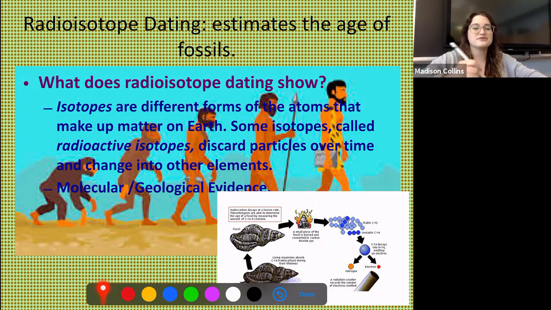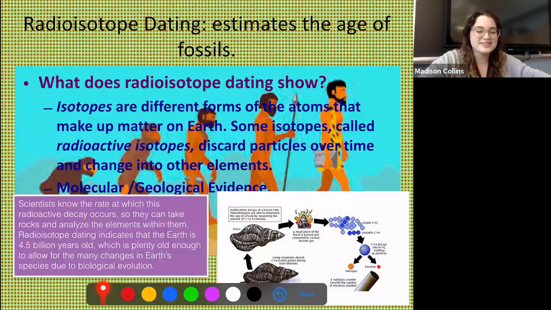So isotopes are different forms of the atoms that make up matter on Earth, and you'll learn more about this in chemistry next year. But some isotopes are called radioactive isotopes, and they actually discard or throw away particles over time, or they don't really throw them away like in the trash can, but they just emit them. They emit them over time and change into other elements, which is a really cool process. But it's through this process that scientists are able to know the rate at which this radioactive decay occurs. So we can take different rocks and different samples from the Earth and analyze the elements that are inside of them. And this is what helps us figure out how old things actually are.